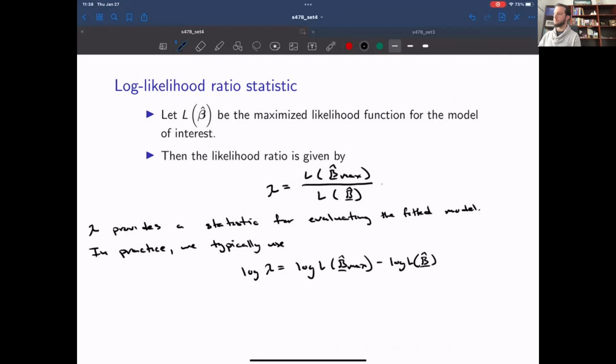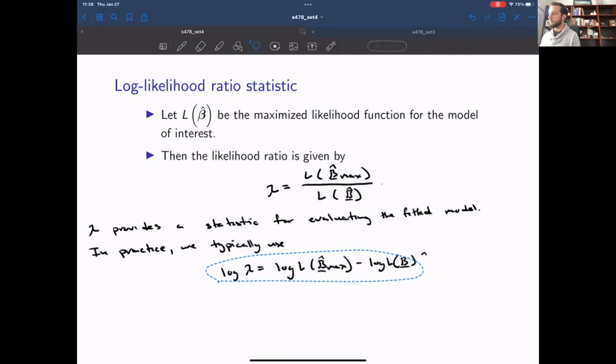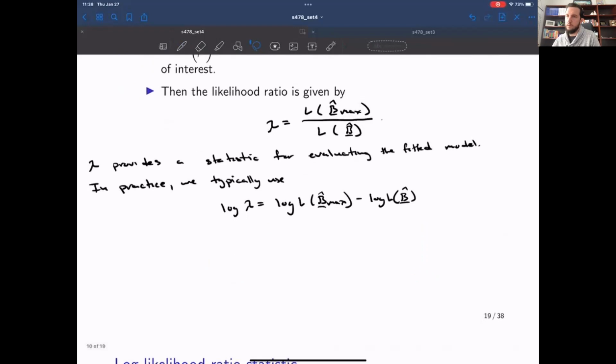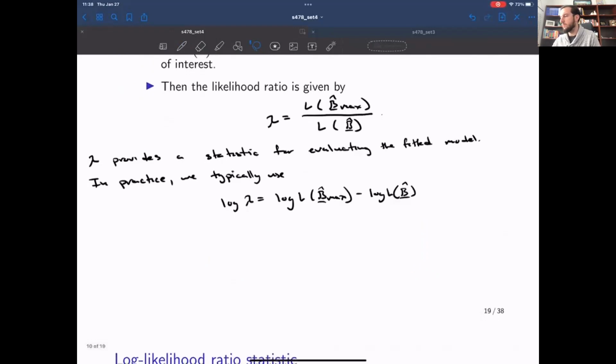Okay, so basically what we're saying here is the likelihood ratio is the ratio of the two likelihood functions. In practice, to evaluate the fitted model, we can use the log of the likelihood ratio, which is now the difference between two log likelihood functions. So rather than dividing the likelihoods, we can just take the difference between the two log likelihood functions. It should be the same result, but computationally a little bit simpler.